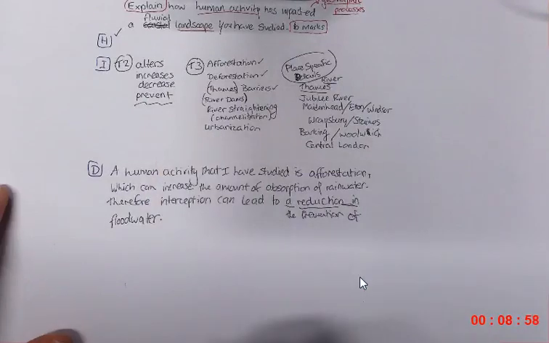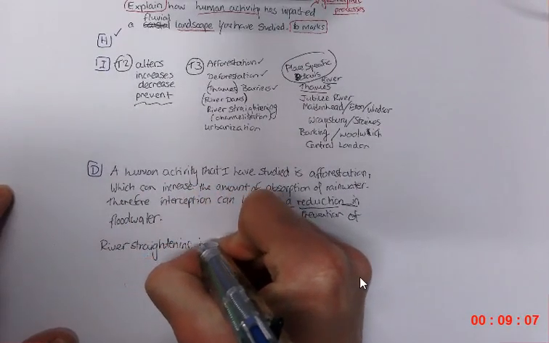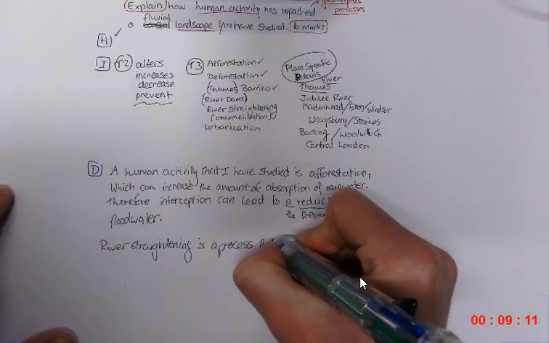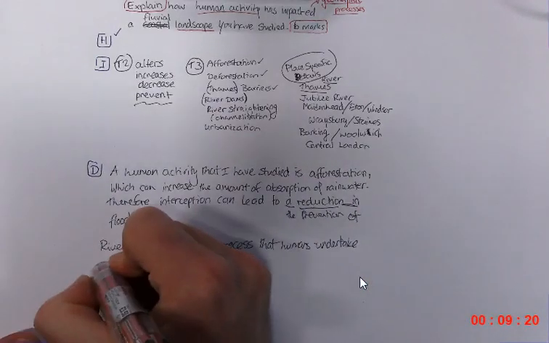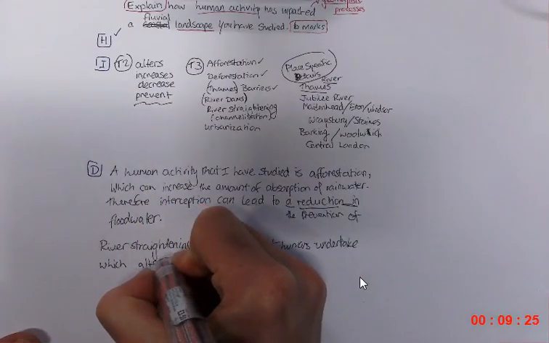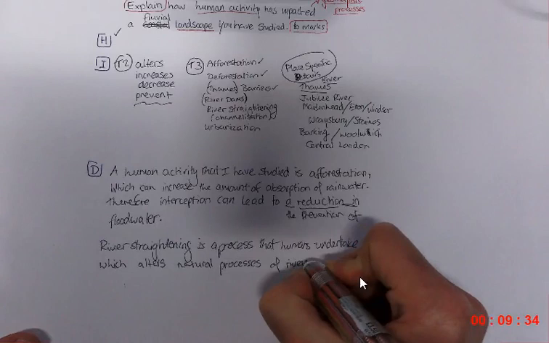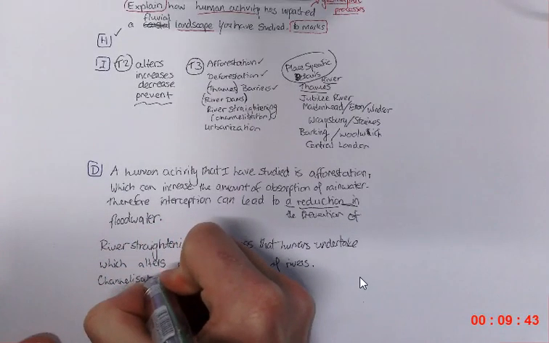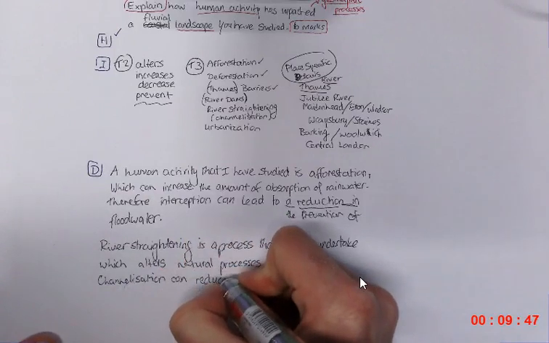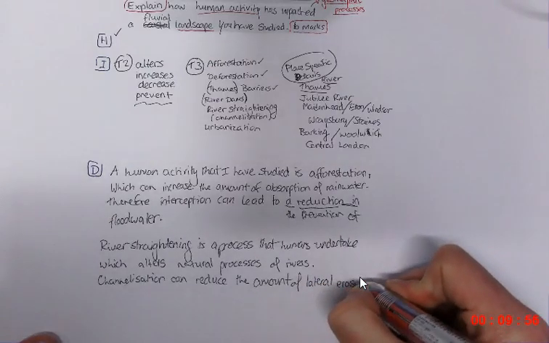Another developed idea that we might come down and do could be something to do with one of the case studies that we've done. So, for example, river straightening or channelization is a process that humans undertake, highlighting that idea that it's a human activity. We can say a lot about this. It alters natural processes of rivers, such as the Thames. So some of the things that we know about this is that when we undertake the process of channelization on a river, channelization can reduce the amount of lateral and vertical erosion, but we'll focus on the idea of lateral erosion here.